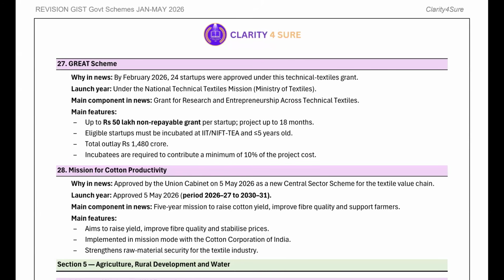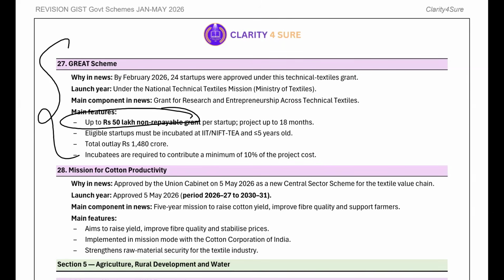तो key points बस you need to remember for this scheme. That is, it is a scheme which is a startup support in textile industry. Technical textile. It is a startup support for what? Technical textile. Grant up to, grant date याद रखना 50 lakh. Non-renewable repayable grant है ये, right? And startup age should be less than or equal to 5 years. Startup का age कितना होना चाहिए? Less than or equal to 5 years.